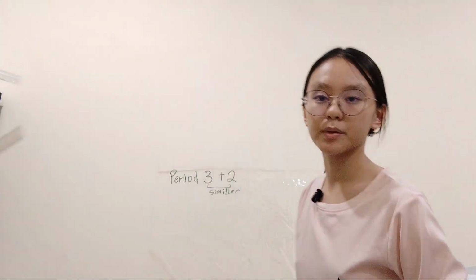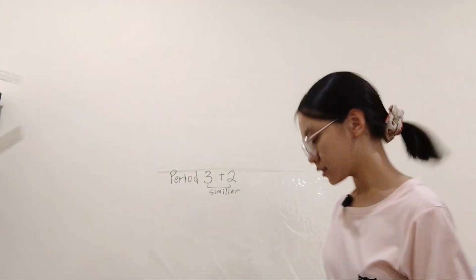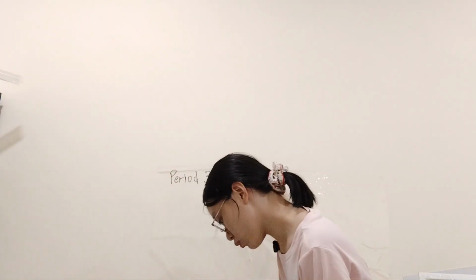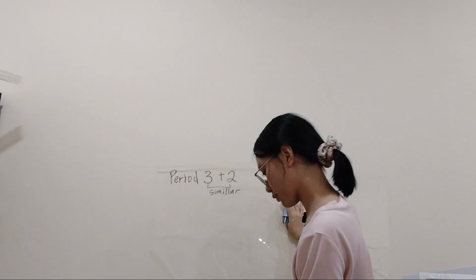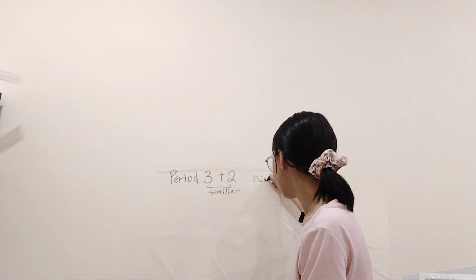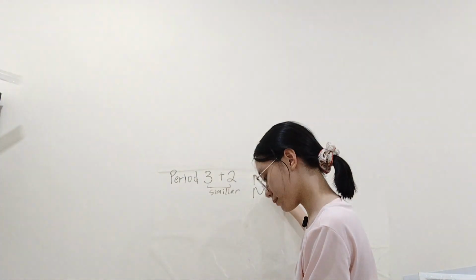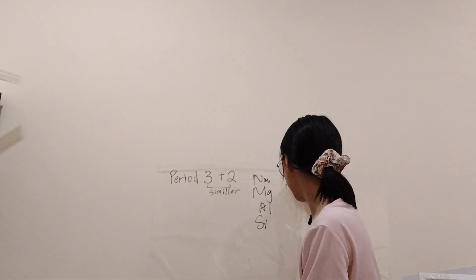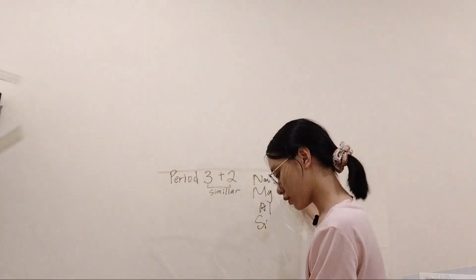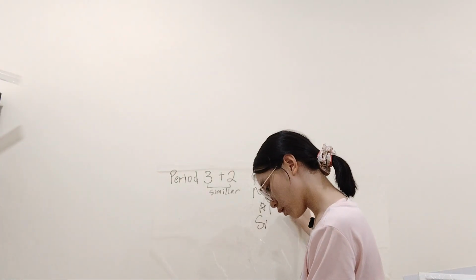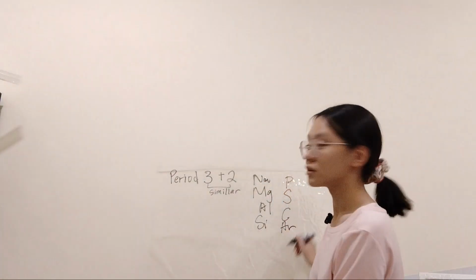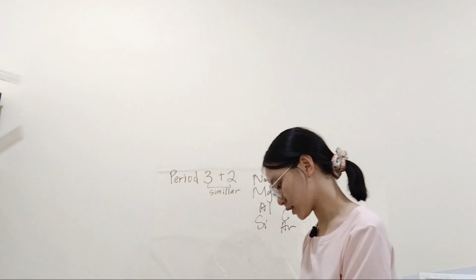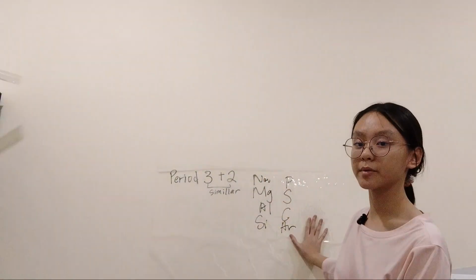Actually, I think this video will be quite long, so we're just gonna get to know who is part of this group. So you have sodium, magnesium, aluminium, silicon, phosphorus, then sulfur, chlorine, then argon. These are your elements that are part of period 3, and that's all I'm going to go through.